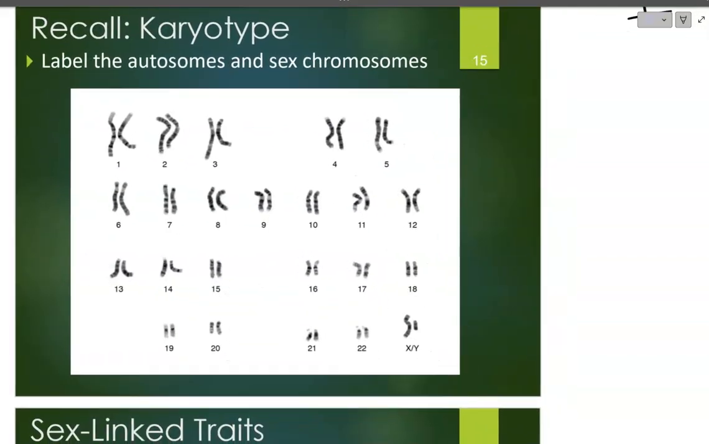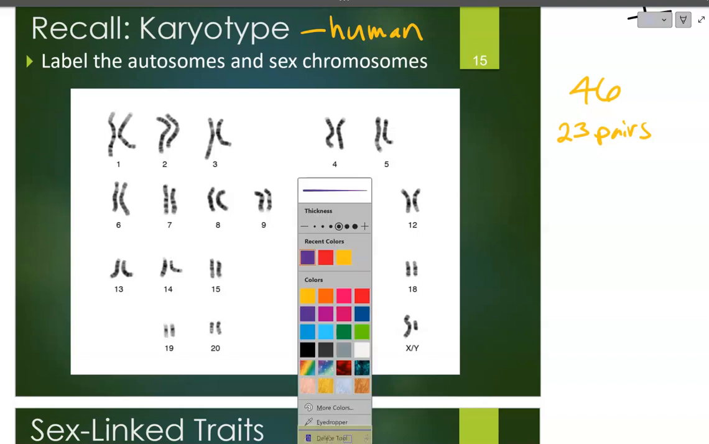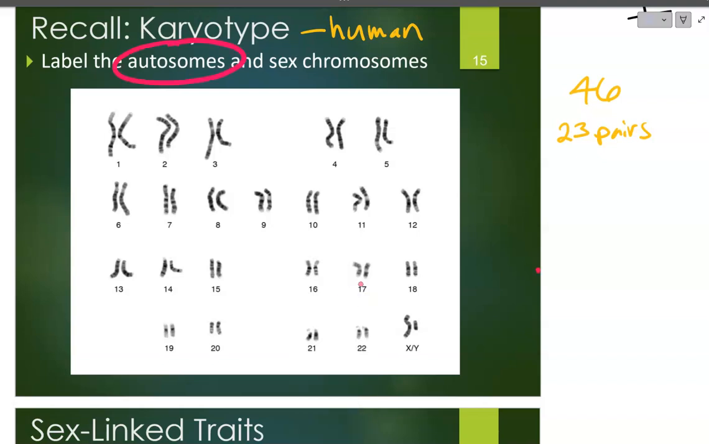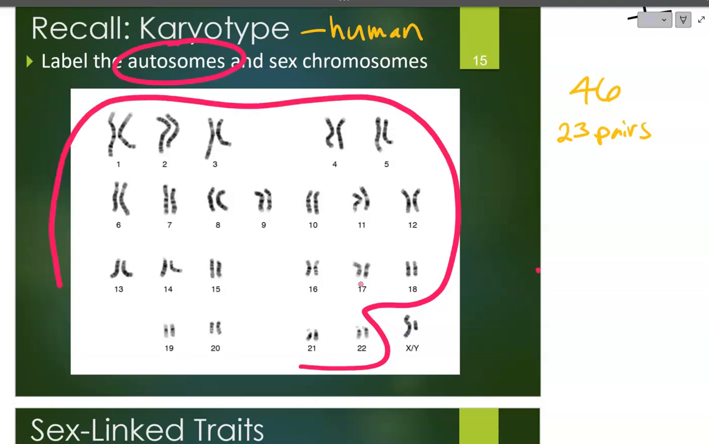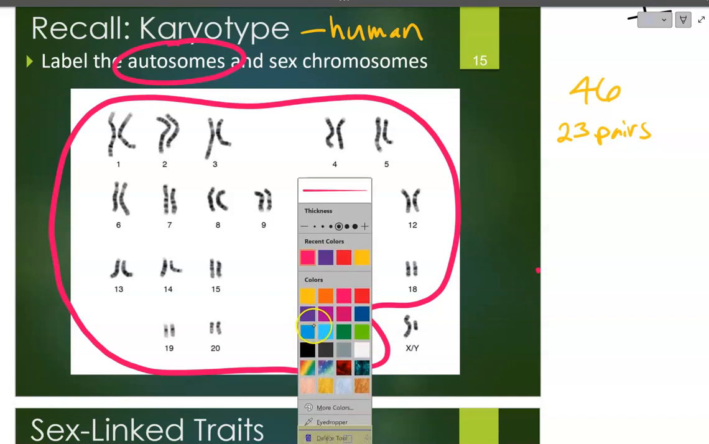So remember, this is a karyotype for a human. There are a total of 46 chromosomes, or you could say that we have 23 pairs. The first 22 pairs are what we call the autosomes. These are things that code for most of the things we've been talking about in your body. Things like hair color, eye color, skin color, things like that.